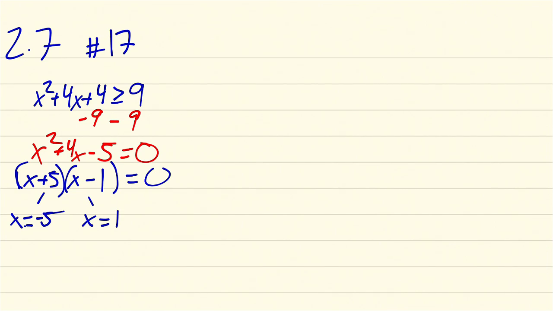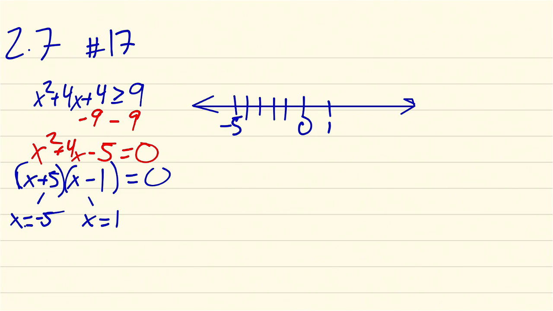So what we're going to do is make a number line, and we're going to put those values on here. So here's 0, here's 1, and then 1, 2, 3, 4, 5, negative 5. I'm going to put open circles there, but they are going to be filled in because we're dealing with greater than or equal to. Since it's got the equal to part, we're going to fill those in.